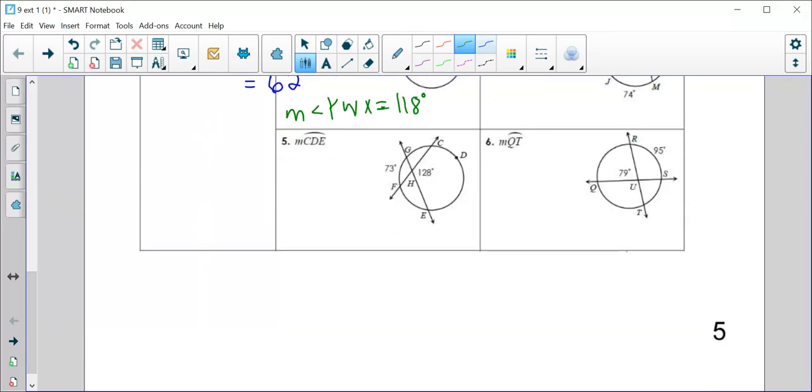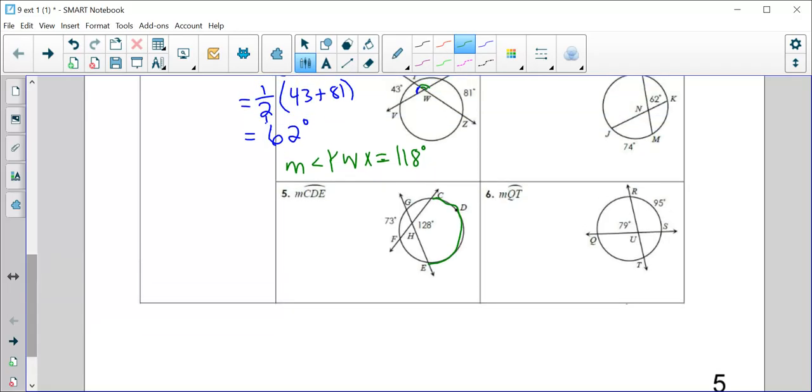So we are trying to find arc CDE this time. So see if we can work backwards and find the arc. So I can call that arc X. So what we're going to do is we already know that inside angle. So we're going to go 128 equals 1/2 times, since I'm trying to find that arc, I do the arc on the left and the right there. So 73 plus X.